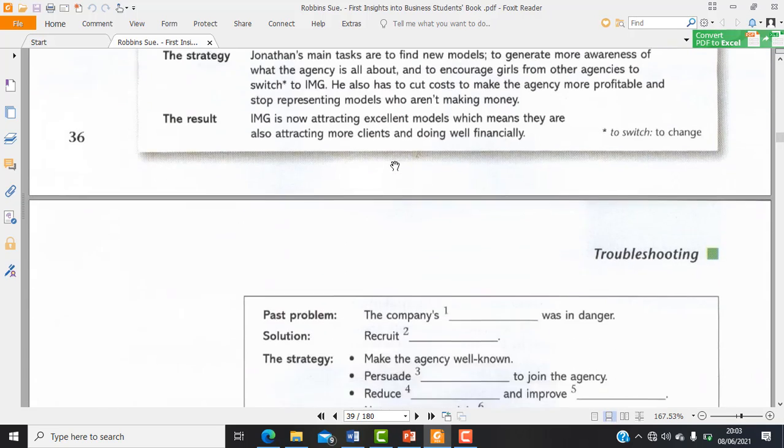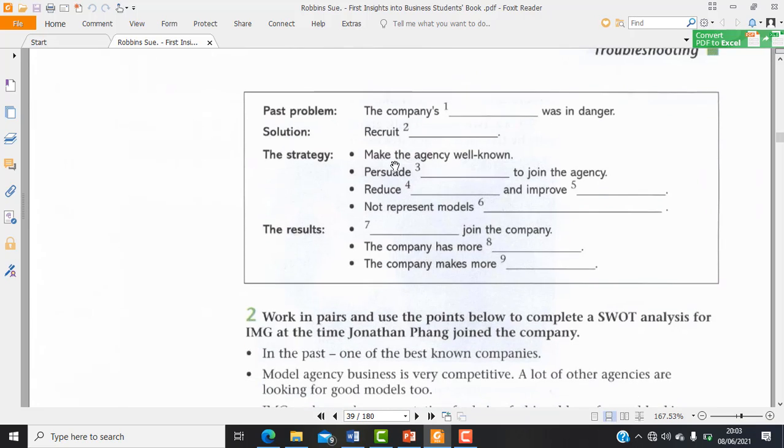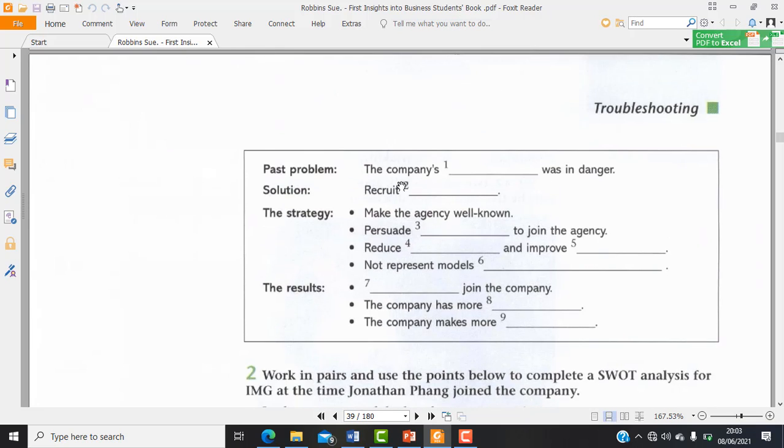Okay, now let's take a look, guys, to this one. Okay, ini adalah paraphrase dari teks yang barusan. Kita cek bareng-bareng ya, guys. The companies was in danger. Titik-titik perusahaan sedang dalam bahaya. Apa dong di sini nomor 1? Okay? Pasti jawaban yang betul adalah the company's reputation was in danger. Reputasi perusahaan itu dalam bahaya. And solusi yang diambil oleh perusahaan itu adalah merekrut a new managing director, Jonathan Fang. Strateginya apa aja? Tadi 1, make the agency well known. Membuat agensi ini terkenal.